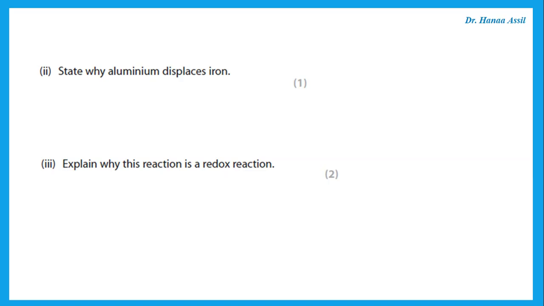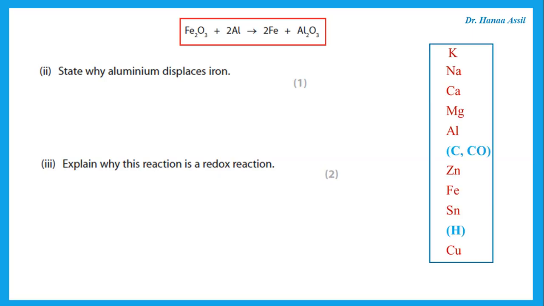State why aluminium displaces iron. Again, if we look at the equation, the aluminium displaces the iron. That is because when we look at the reactivity series, of course, aluminium is more reactive than iron. A more reactive metal above in the reactivity series would displace anything below it because it is more reactive than a metal below it.